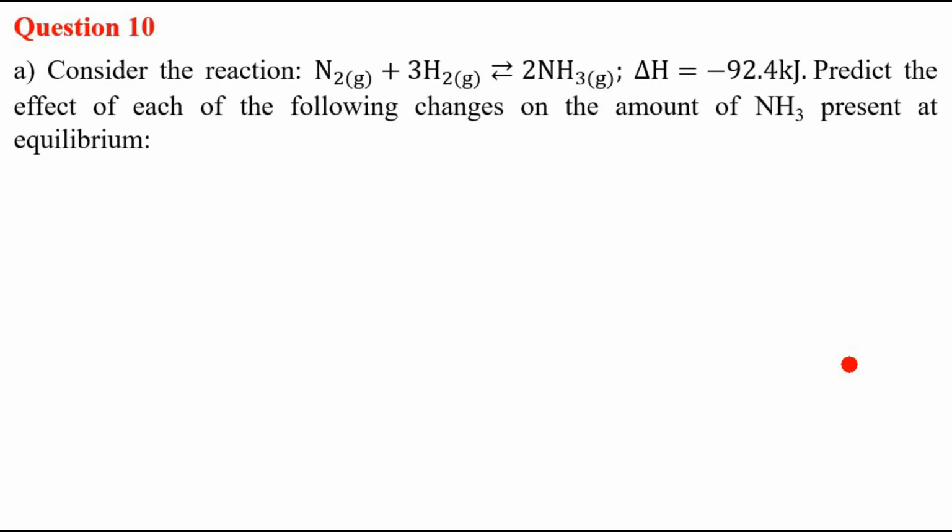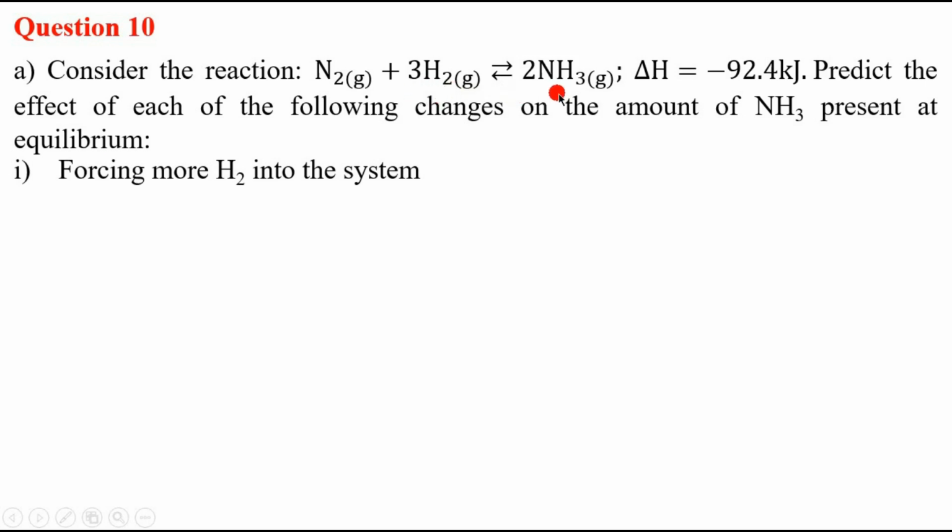For question 10, which is the last question, consider the reaction and predict the effect of each of the following changes on the amount of ammonia present at equilibrium. If you force more hydrogen into the system, that means we are adding the reactant. Adding the reactant means we shift the reaction toward the formation of ammonia.